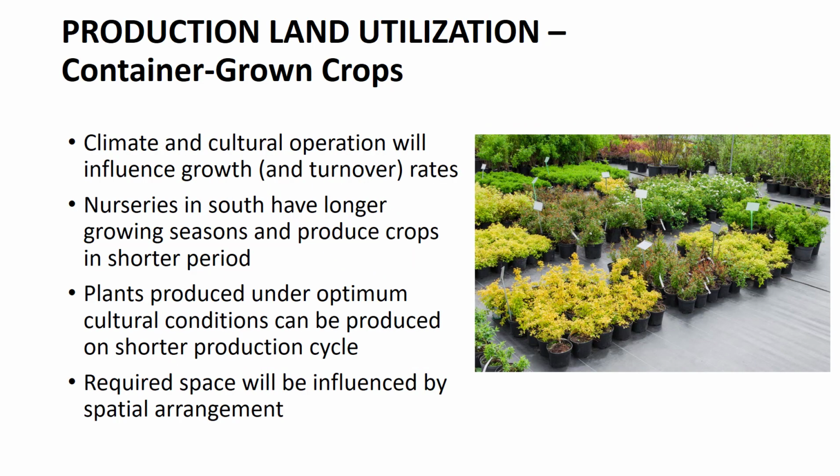Climate and various cultural operations will influence growth rates, which will affect turnover rates. Nurseries located in southern latitudes have longer growing seasons and are capable of producing crops in a shorter period than nurseries located in northern climates. Also, plants that are produced under optimum cultural conditions of light, nutrition, moisture, and pest management can be produced on a shorter production cycle, which will reduce the time that each container-grown plant occupies space in the nursery. Finally, the required space will be influenced by the spatial arrangement of the containers through the production cycle.